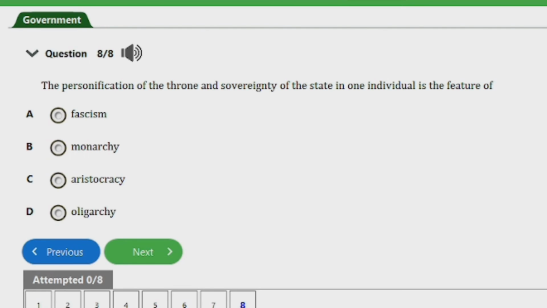So here's question number 8 of 8 and the last. It says, the personification of the throne and sovereignty of the state in one individual is the feature of A. fascism, B. monarchy, C. aristocracy. So guys, the answer to this question is option B here, that's monarchy. That's it for this question guys. Monarchy is the answer to this question. That's it. So this is where we'll end this video for today guys.